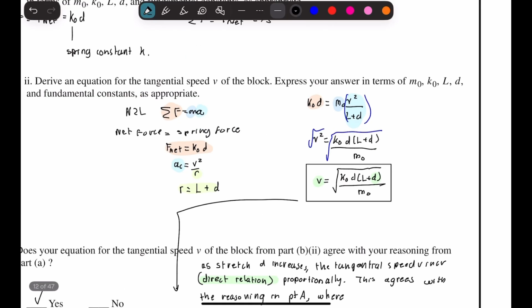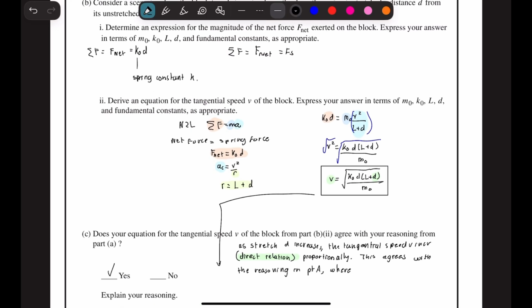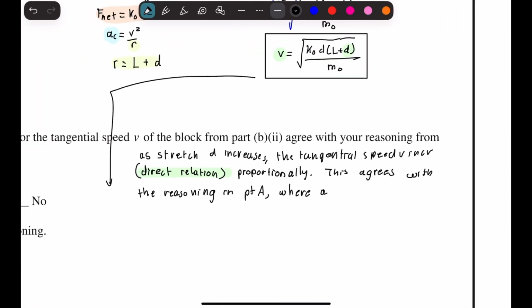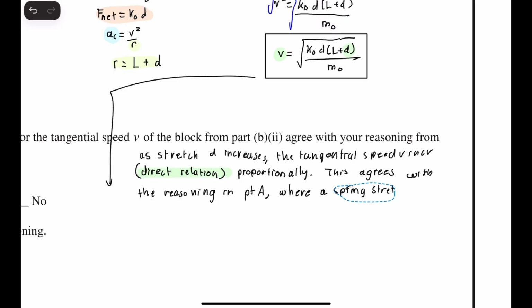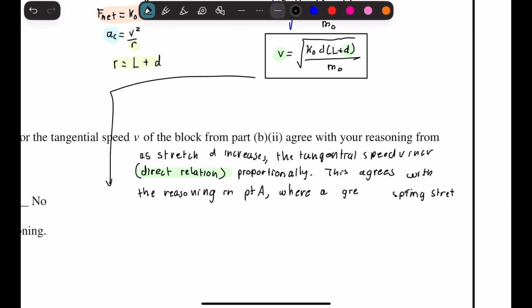In part A we wrote that a greater spring stretch resulted in a greater spring force and therefore a greater speed.